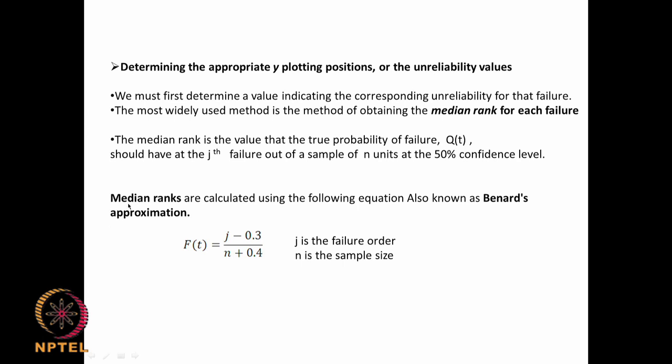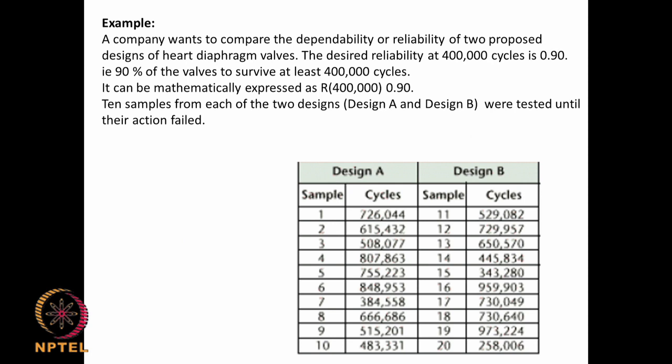So, how do you calculate median ranks? It is given by this particular relationship called Bernard's approximation. This is equal to (j minus 0.3) divided by (n plus 0.4), where j is the failure order and n is the sample size. So, if I have 20 samples and a particular sample's failure order is, say, 4, then j will be 4 and n will be 20, okay. That will give me my Qt.